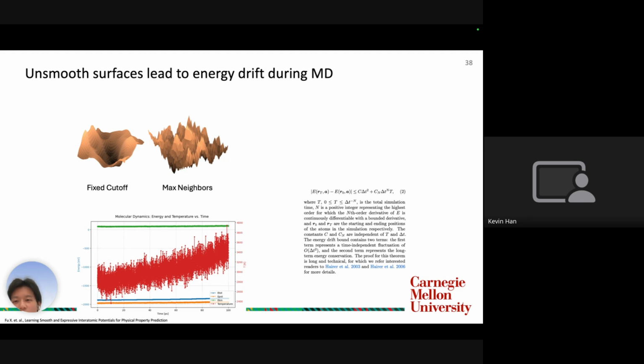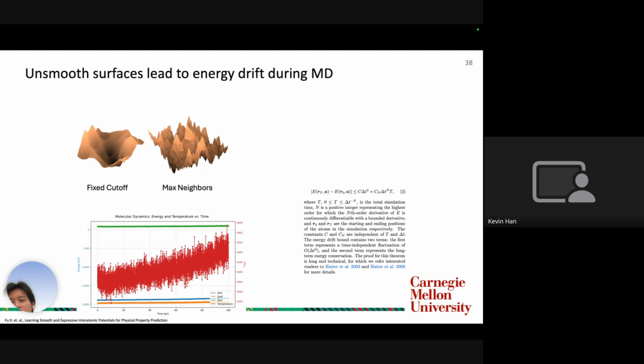And then we tried to perform a 100 picosecond simulation. This is a 3000 Kelvin, some high temperature, maybe silicon dioxide system. And we find the temperature blows up almost immediately as a result of even very, very teeny tiny discontinuities within the energy surface, teeny tiny in terms of the magnitude of these discontinuities.